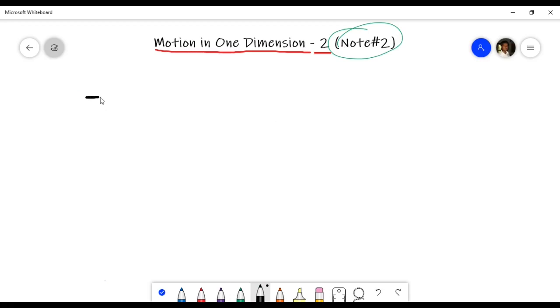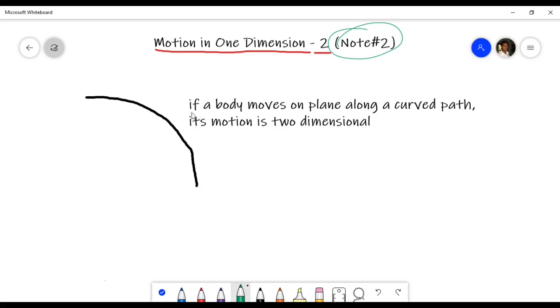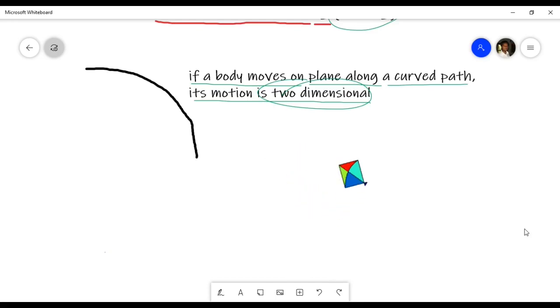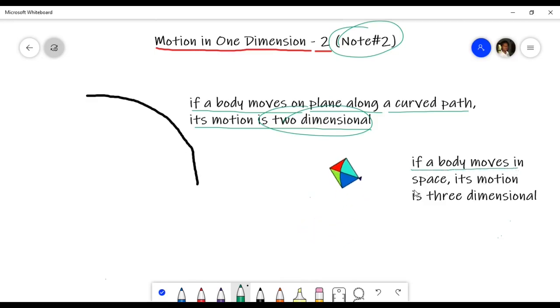So in one-dimensional motion, there is no movement of the body in lateral direction. Let's talk about a body moving along a curved path. If a body moves on a plane along a curved path, its motion will be known as two-dimensional motion. Now if an object is moving in free space, its motion is three-dimensional.